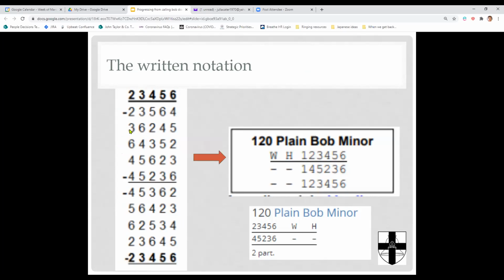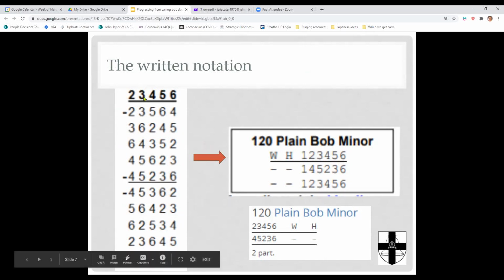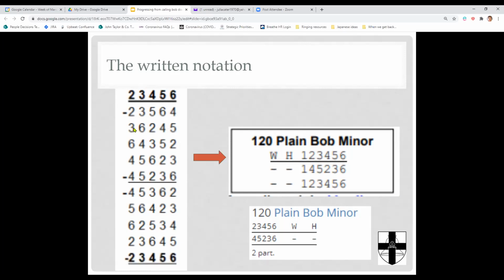Sometimes the notation is written even slightly differently from that. We had a look at this, where it writes out each lead. That's useful because it helps you see what all the bells are doing, but it also takes up quite a lot of space, especially if you're writing out a peal or quarter peal. So sometimes it's notated differently, and more usually it's notated like this.